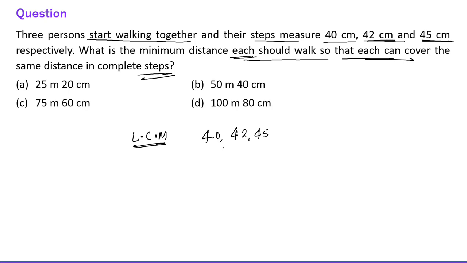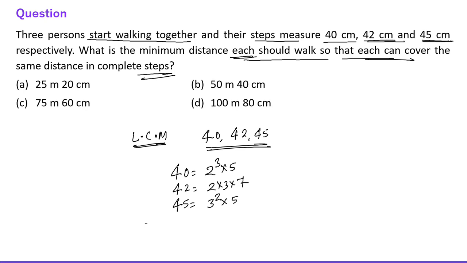So 40 is what? 40 is 8 into 5, so this is 2 cube into 5. 42 is what? 42 is 6 into 7, so 2 into 3 into 7. 45 is what? 45 is 9 into 5, so this is 3 square into 5. Okay. So LCM of these three numbers will be what? 2 cube into 3 square into 5 into 7.